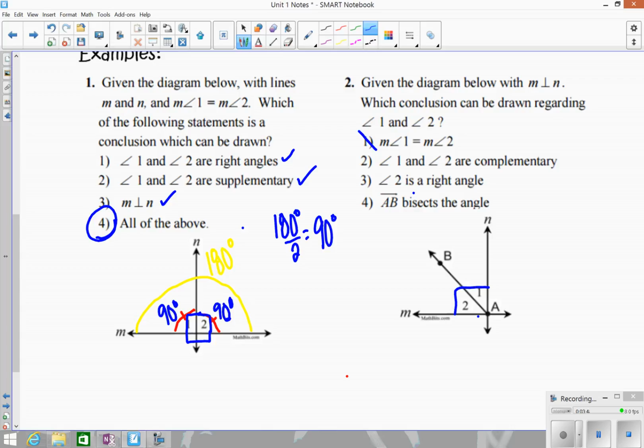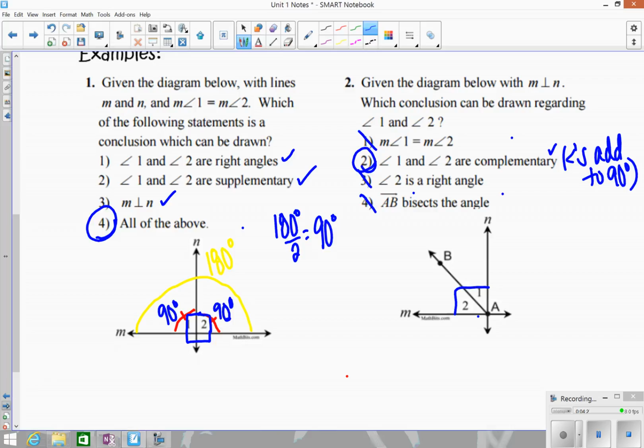Angles 1 and 2 are complementary. So remember what complementary means? It means that the angles add to 90. So 1 and 2, well, if they form a right angle, they have to add to 90. So that one's going to be true. And then angle 2 is a right angle. No, angle 2 is not a right angle. Angle 2 is part of a right angle, not the whole thing. AB bisects the angle. Well, I said that 1 and 2 would be equal if this were a bisector, but it doesn't say that. You have to be told that you have a bisector, or you have to be told that the two parts are equal to make a bisector. So in this case, the only answer is going to be that they are complementary.